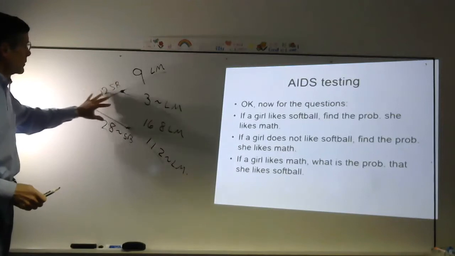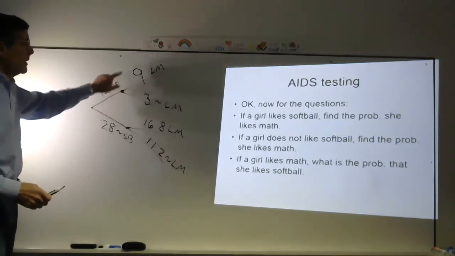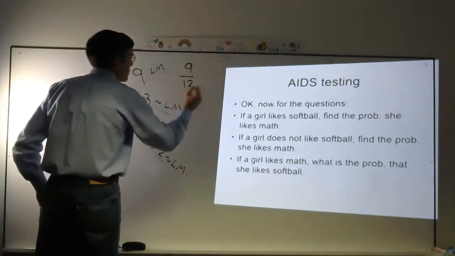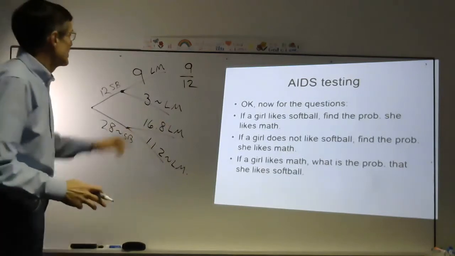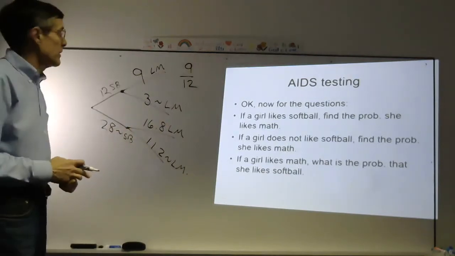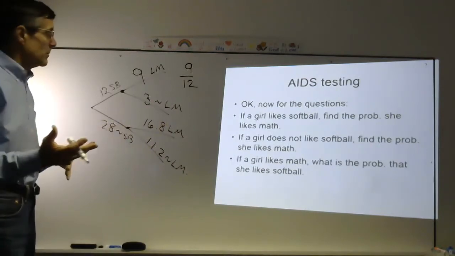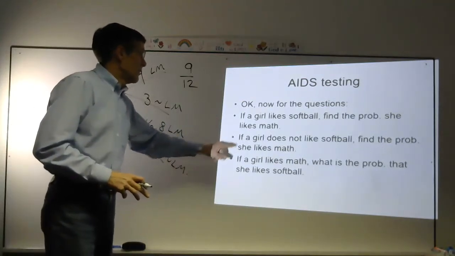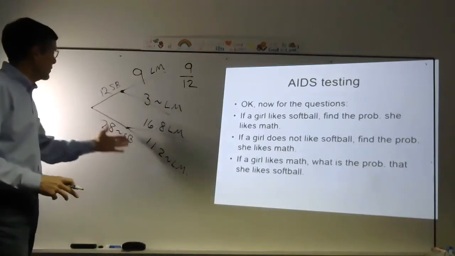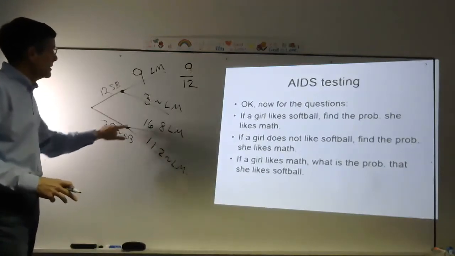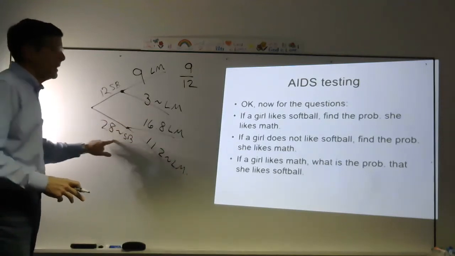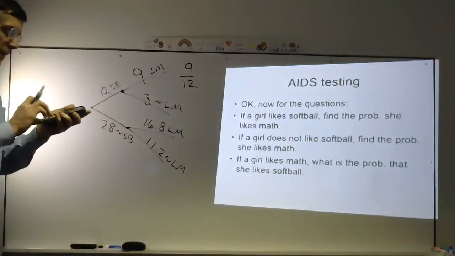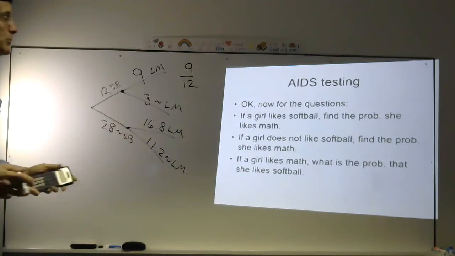Well, here are the girls that like softball. There are 12 of them. The probability that she likes math is 9 out of the 12. I think the problem even said 75%, and 9 out of 12 is 75%. Some of these questions are going to be incredibly easy. Some of them are going to be a little tricky. Like, if a girl does not like softball, find the probability she likes math. If you don't like softball, there's 28. The ones that like math would be 16.8 out of 28. 16.8 divided by 28, and that's the 60% that we talked about.